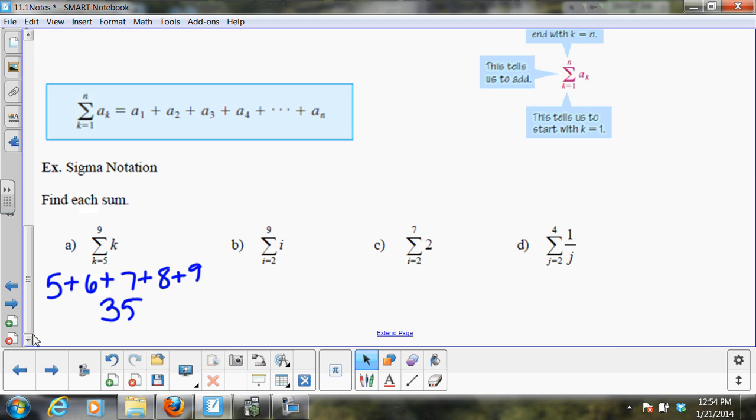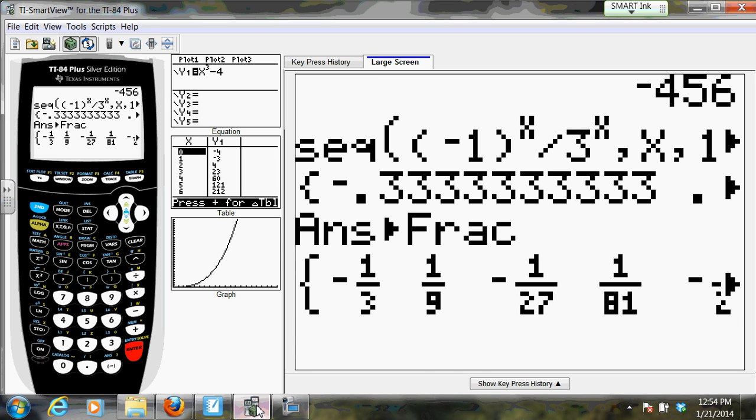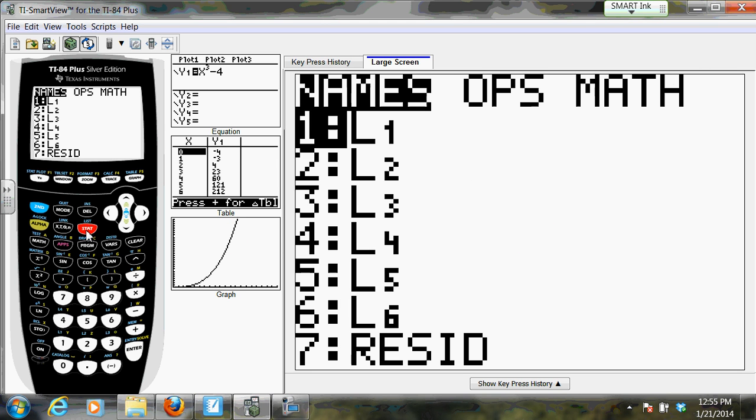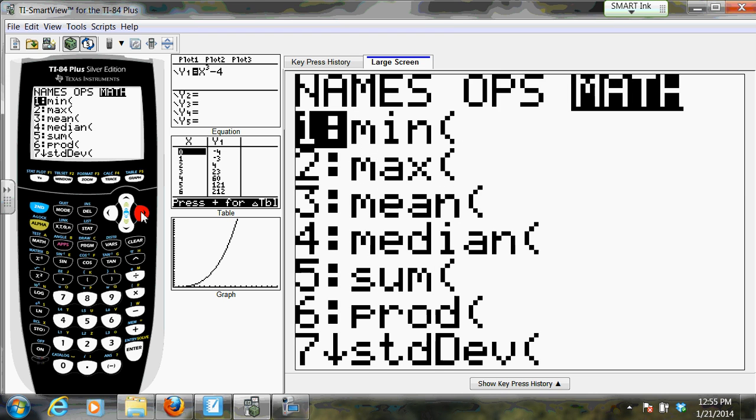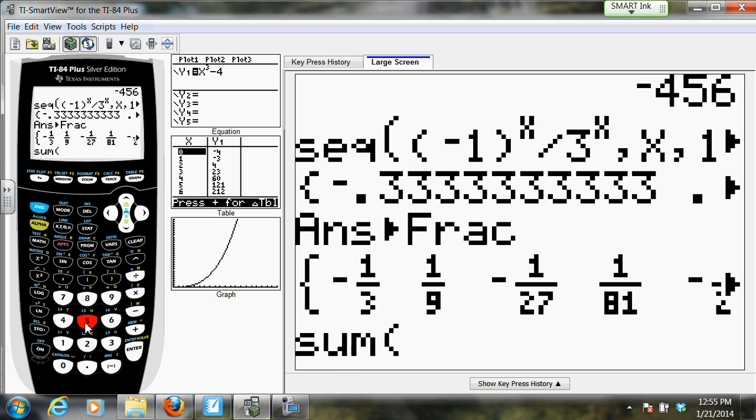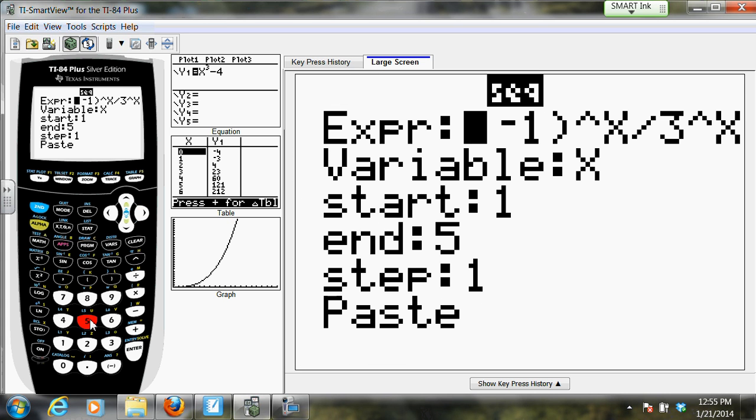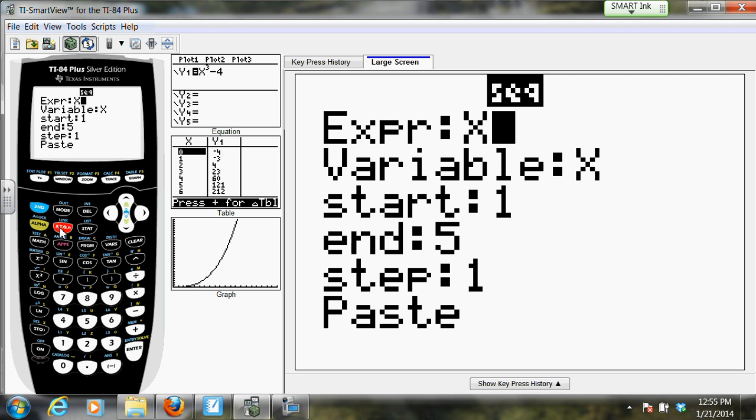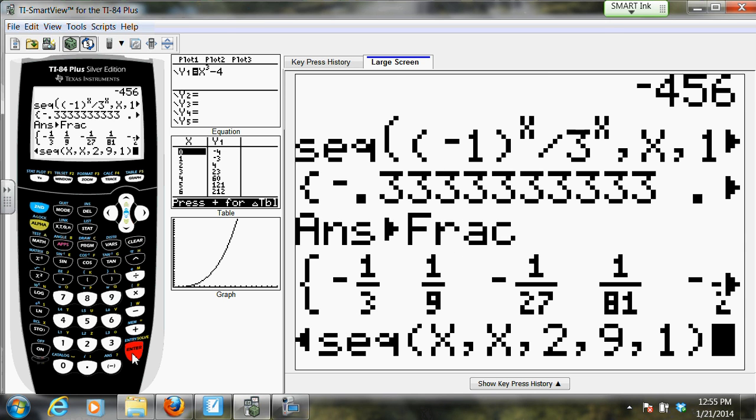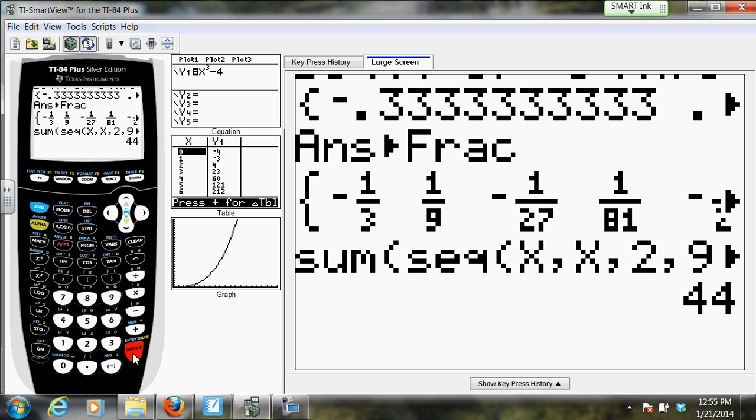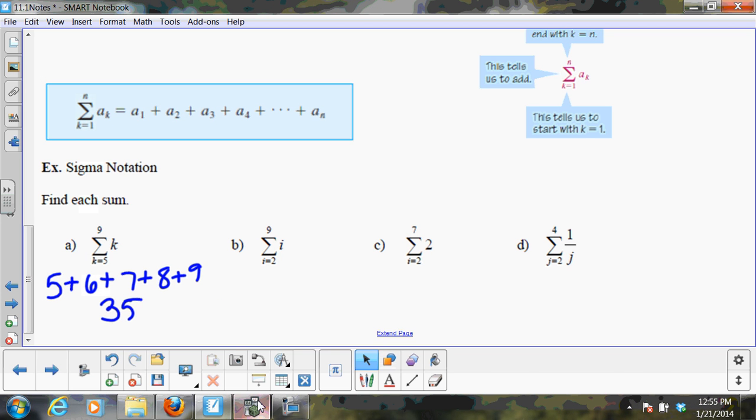This one I'll show you how to do in the calculator. So if we go back to our calculator, second stat, this time go over to math where there's a sum. Second stat, go over to ops, the sequence. We're going to clear that out. This one is just x. Our variable is x. This one we're starting at 2 to 9. We're going up by ones, hit paste, hit enter again, and the answer is 44.